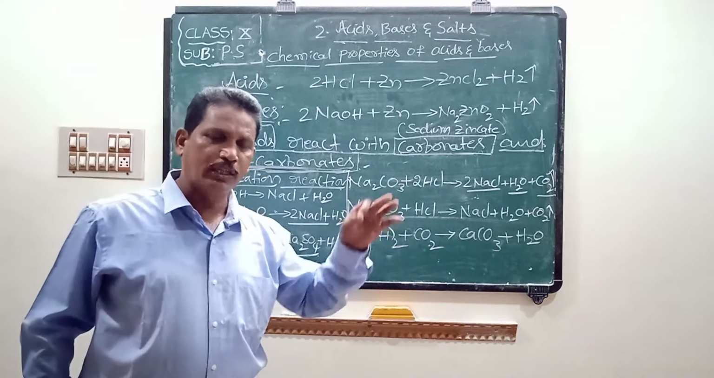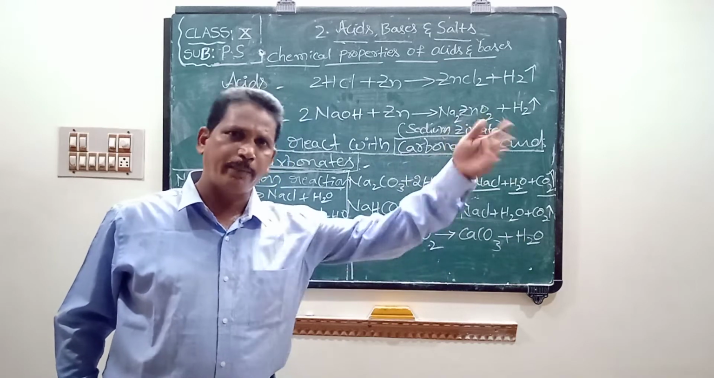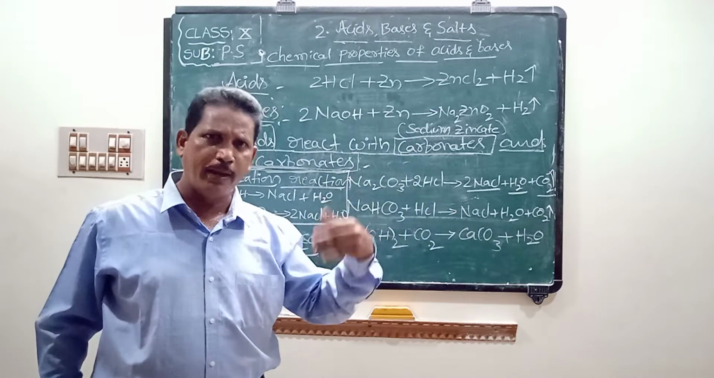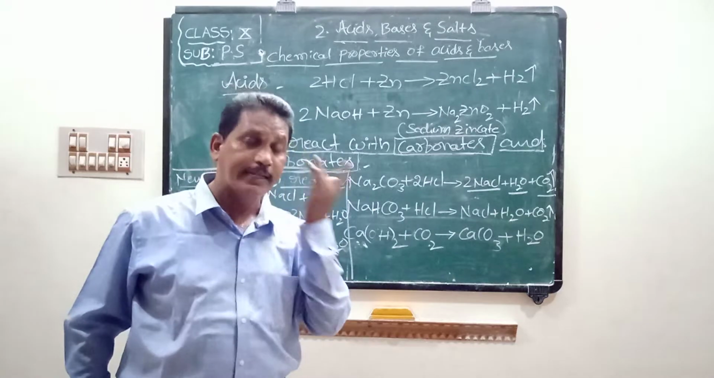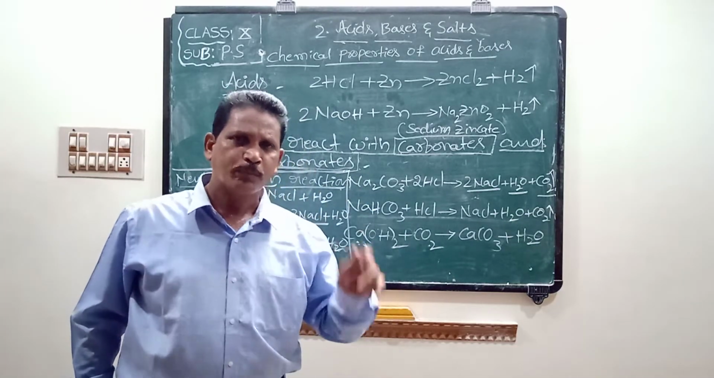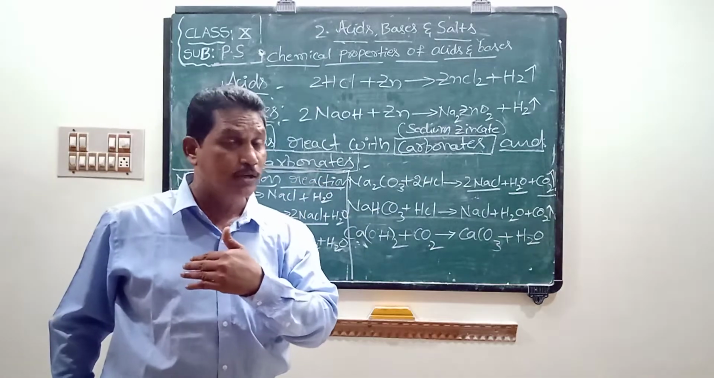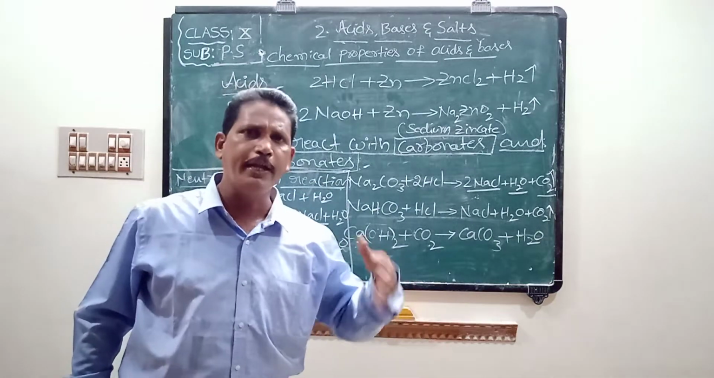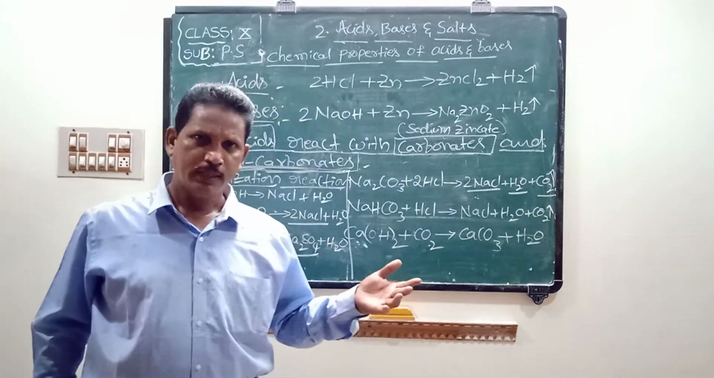Again, acid reacts with carbonates and bicarbonates. Acid reacts with carbonates to form carbon dioxide gas. Acid reacts with metal hydrogen carbonate and sodium bicarbonate to give carbon dioxide gas. Test for carbon dioxide gas: introduce this evolved carbon dioxide gas into the lime water. This lime water immediately turns milky white. This is a test for carbon dioxide gas.